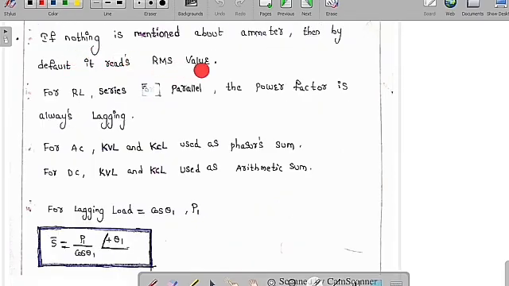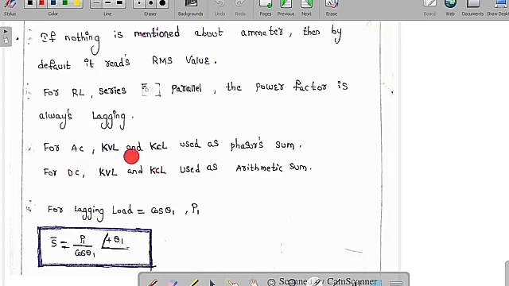If nothing is mentioned about the ammeter, then by default it reads the RMS value. Suppose an ammeter is given and it is not mentioned whether it measures average value or RMS value, then it definitely measures the RMS value. But a PMMC measures the average value, while MI and EMMC measure the RMS value. For RL, whether series or parallel, the power factor is always lagging, because the current always lags. So we simply say it is a lagging power factor.